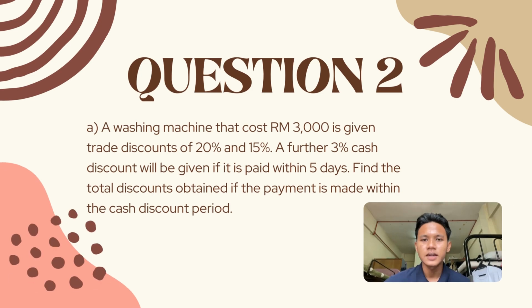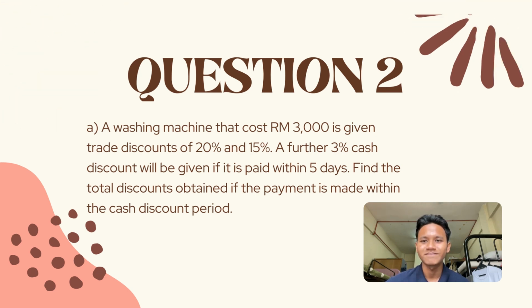Question 2 is about trade and cash discount. A washing machine that costs 3,000 ringgit is given trade discounts of 20% and 15%. A further 3% cash discount will be given if it is paid within 5 days. Find the total discounts obtained if the payment is made within the cash discount period.